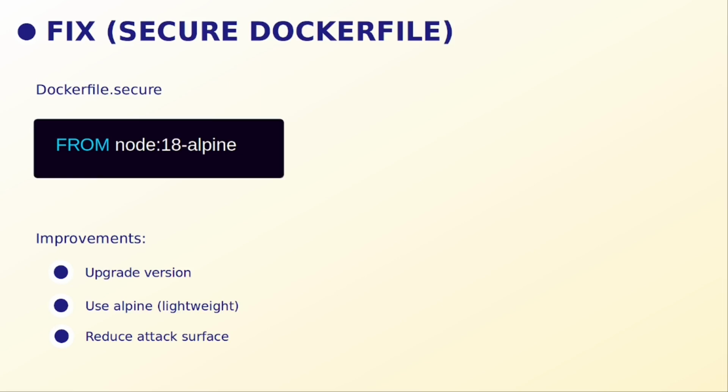Secure Dockerfile. Now we fix the problem. We update the Dockerfile to Node 18 on Alpine. This change brings major improvement. Newer Node version on Alpine Linux, very lightweight. Fewer packages, fewer vulnerabilities. This is called image hardening. We reduce everything that is not needed.